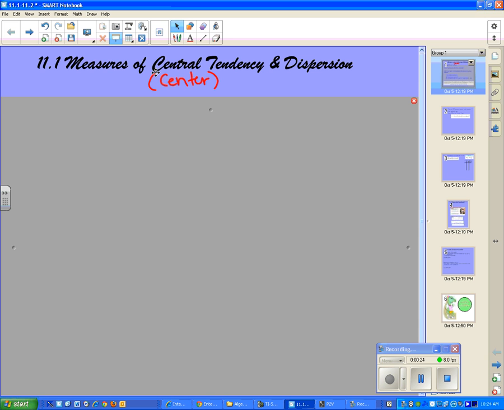So let's say you have a data set and you were trying to measure the center. What would you use? What type of measurement would you use to measure the center of data? No ideas? Median. Median means middle. Okay, what else?